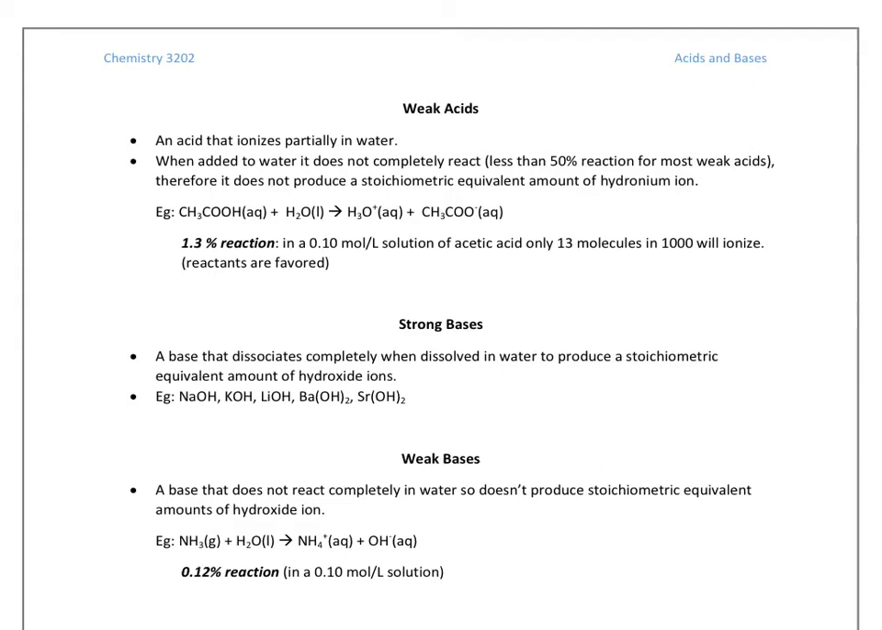Strong bases are any base that dissociates completely when dissolved in water to produce the stoichiometric equivalent of the hydroxide ion, just as strong acids ionize completely when dissolved in water to produce stoichiometric equivalent amounts of the hydronium ion. The strong bases, while not explicitly stated on the acids and bases strengths table, are any compound that contains the OH- ion. NaOH, KOH, LiOH, Ba(OH)2, Sr(OH)2. It must have the hydroxide ion present to be a strong base.